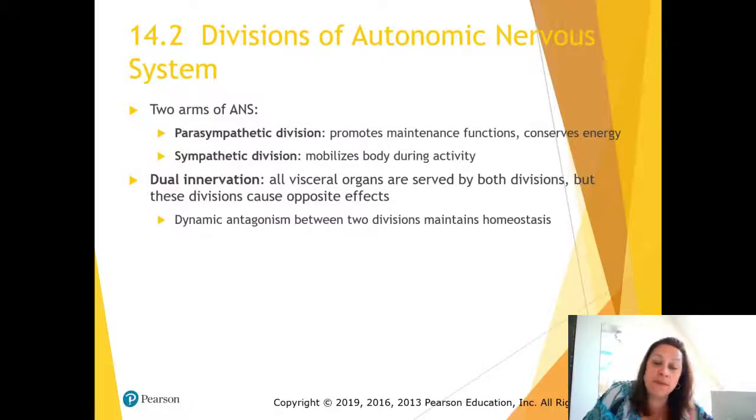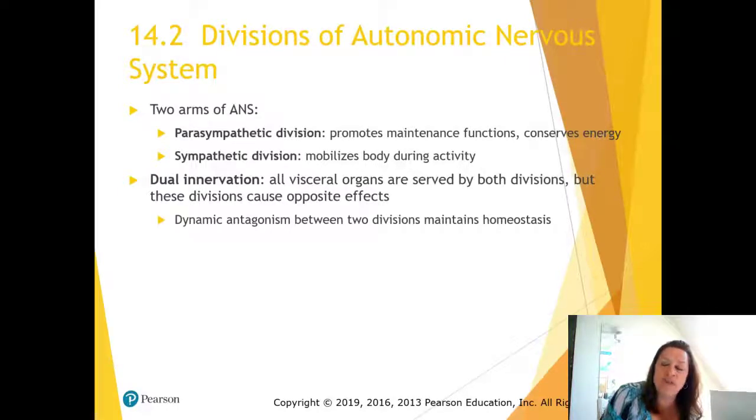So there are two arms of the autonomic nervous system. The parasympathetic: maintenance, conserving energy, resting, digesting. Sympathetic: up, mobilizing, up, up, up. Increase in respiratory rate, increase in heart rate. And the autonomic nervous system is a dual innervation system.